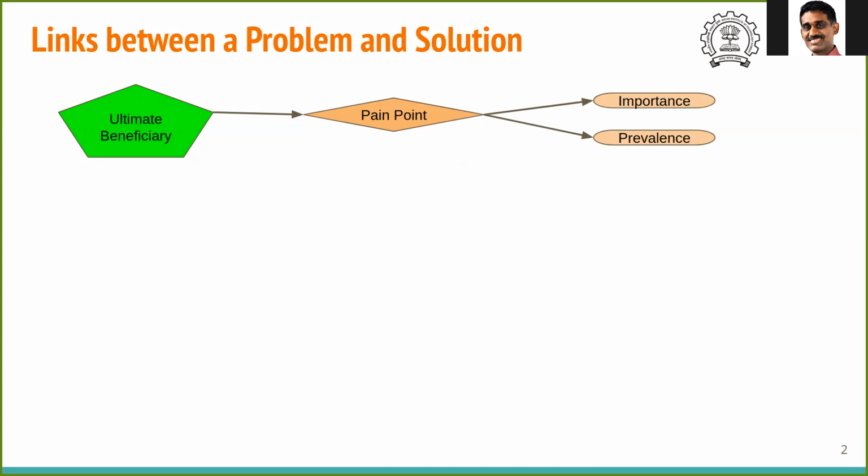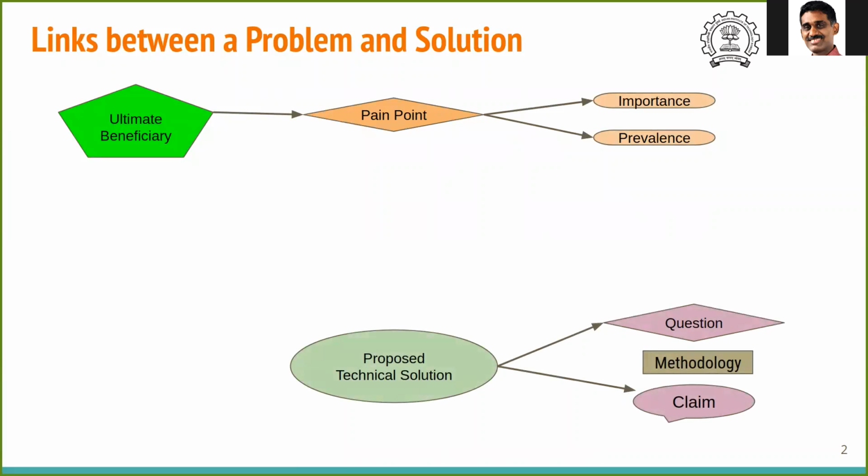So these ultimate beneficiaries, which is a group of persons, they have some problem. So that problem is a pain point. So they have something that is itching them, something that is bothering them. So that is what we have to identify first. So once you have identified the group of persons and the problem that they are facing, then we can come to a solution. Now, the solution is not directly related to the ultimate beneficiary. It is related through a series of steps. That's what we'll see now.